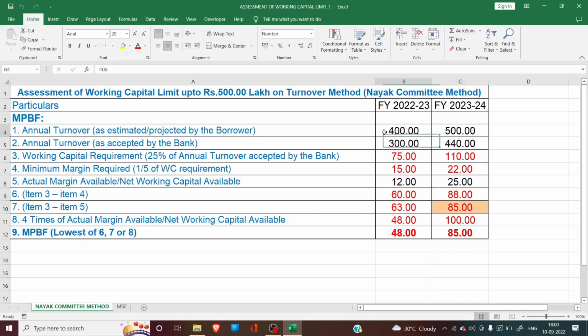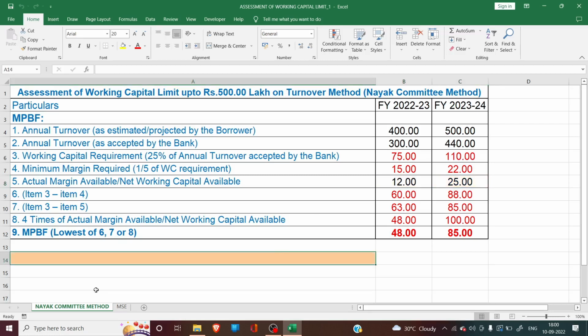You need to change the figures only in the black cells. That is, you need to change the year, the annual turnover projected or estimated by the borrower, the annual turnover accepted by the bank, and then the actual margin available and net working capital available. Only these cells are to be changed while using this worksheet. The rest is all done by the sheet itself.